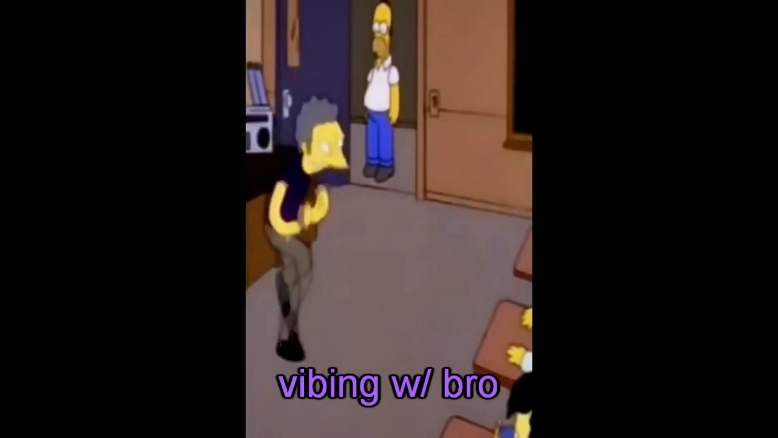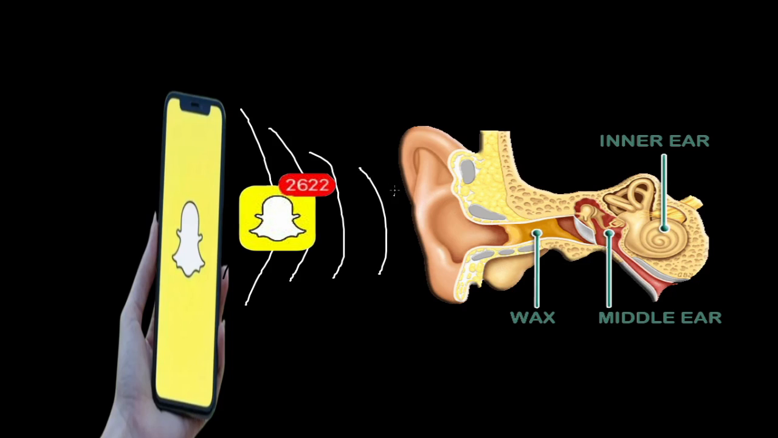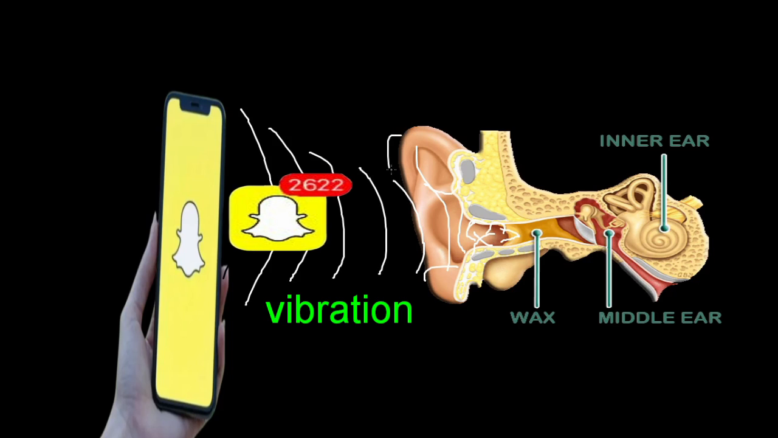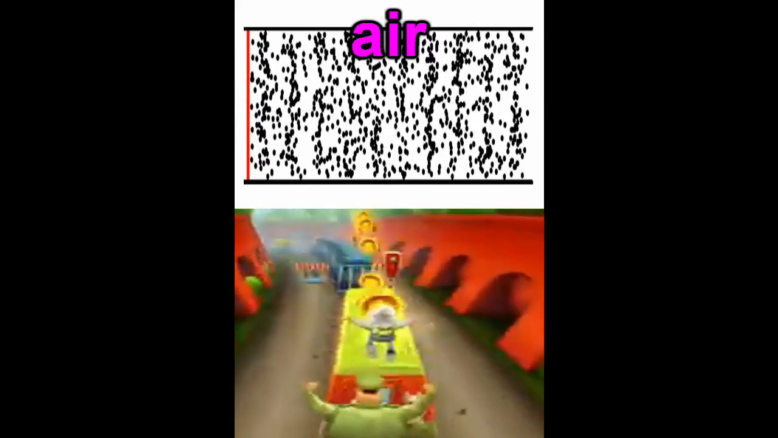Picture this, when you're vibing with bro on Snap, those notification dings are transmitted from your phone to your ear by vibration. Wait, hang on, pause. We gotta add subway service. The air moves back and forth, and when stuff moves back and forth like this, they're called waves.